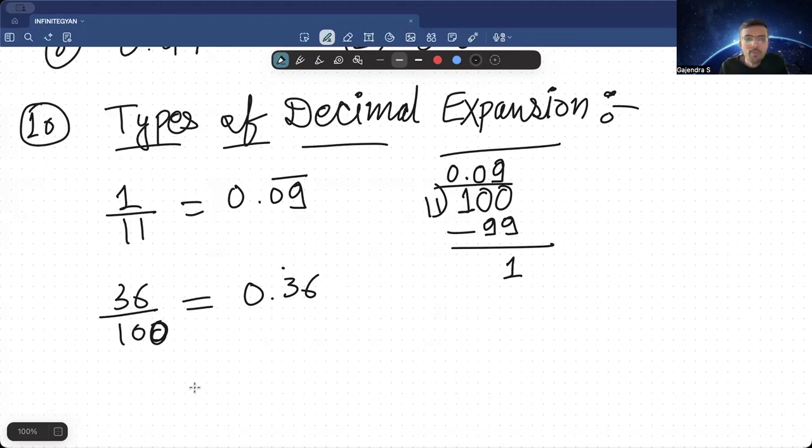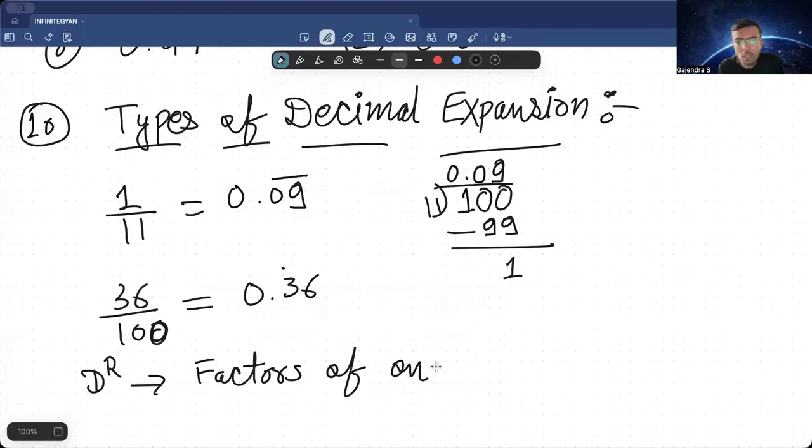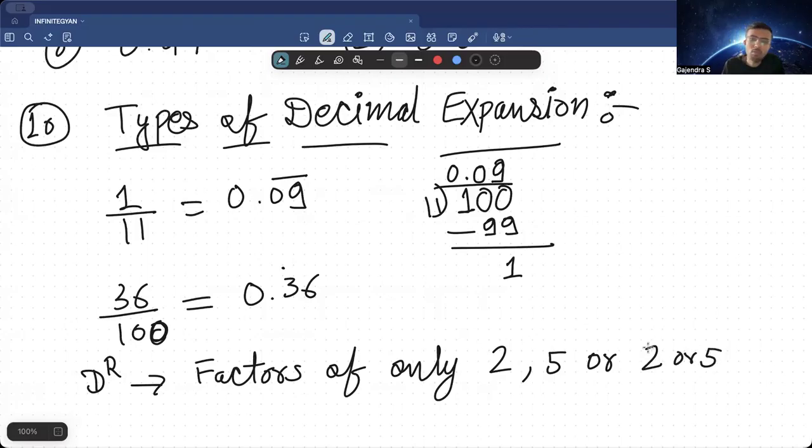Okay. Now, how can you directly tell whether this number will have a terminating or non-terminating decimal expansion? So here, if we are talking about denominators, in the denominator, if you have factors of only 2, factors of only 5, or you can have 2 and 5 together, right?